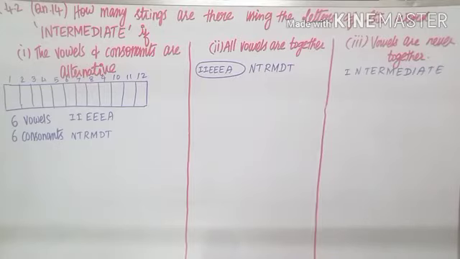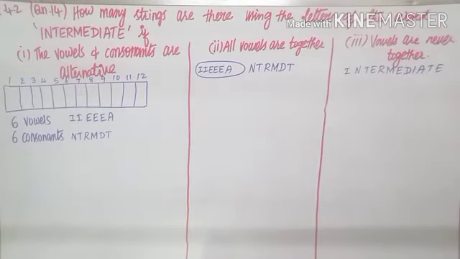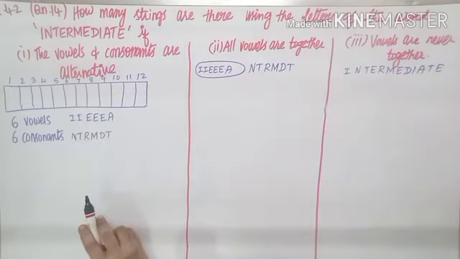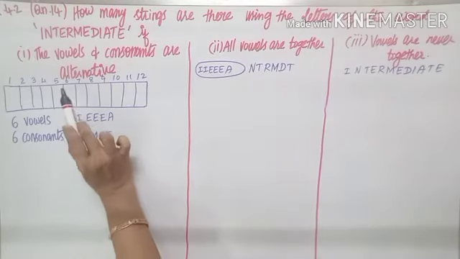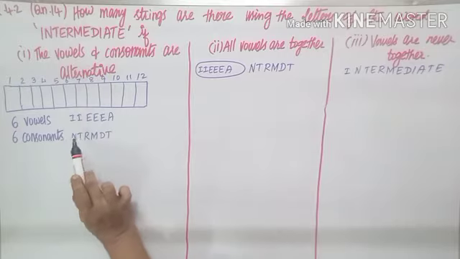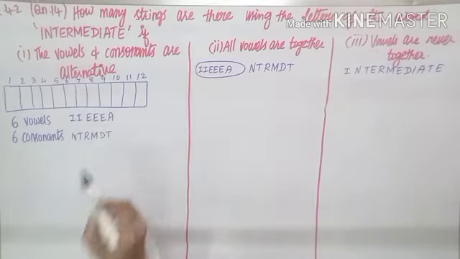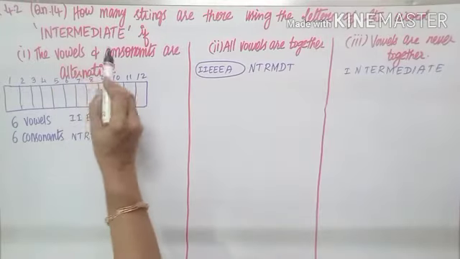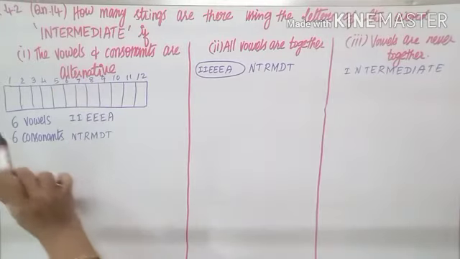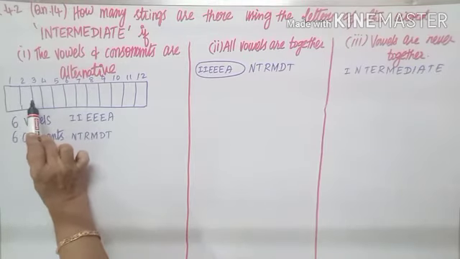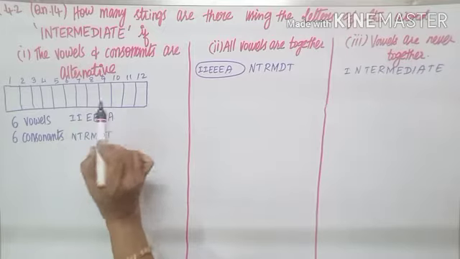Question number 14. How many strings are there using the letters of the word INTERMEDIATE if the vowels and consonants are alternate? What do you mean by the word alternate? There are 6 vowels and 6 consonants as I list out. Totally there are 12 letters. If a vowel comes here, a consonant must be here. Again vowel and then consonant. So they are placed that way.